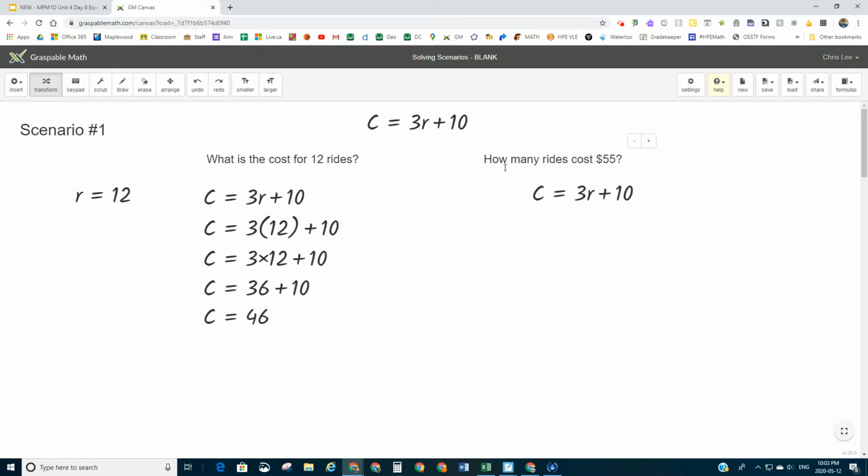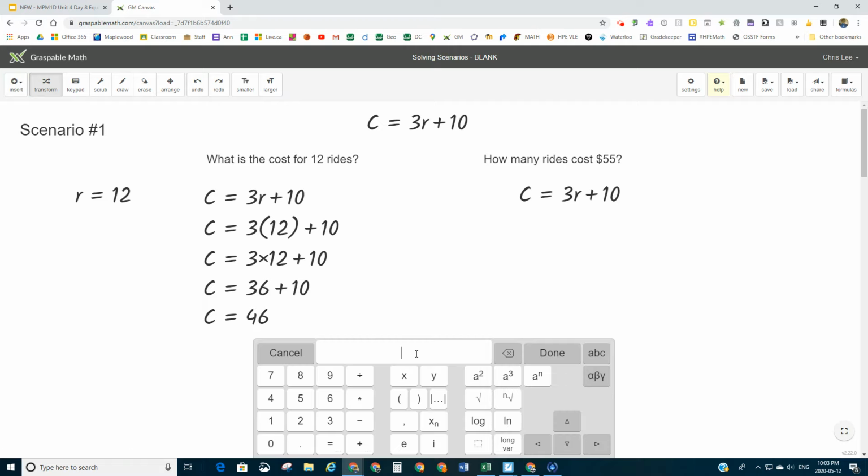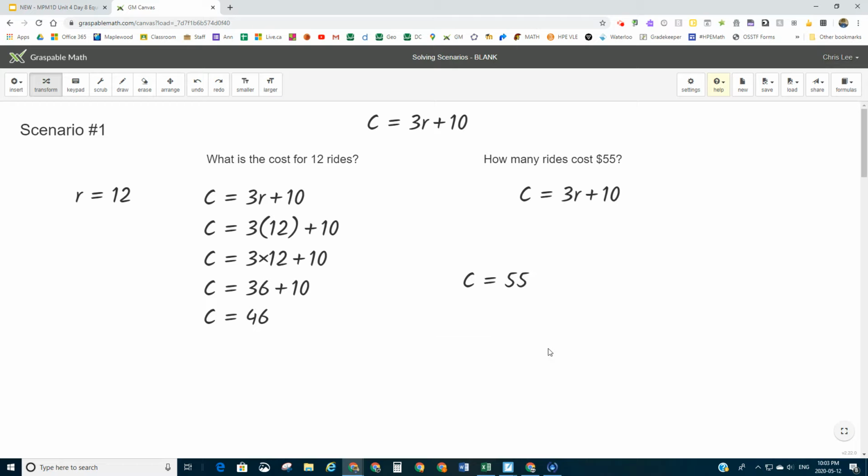This time we're answering how many rides cost $55. So we've got a new variable that we know. So again, we're going to insert a new expression. And this time I'm going to put capital C equals $55. Now, it's important that I put the capital C because my equation has a capital C. If I'd chosen a small c, it would think it's a different variable. All right, so there's C equals 55.